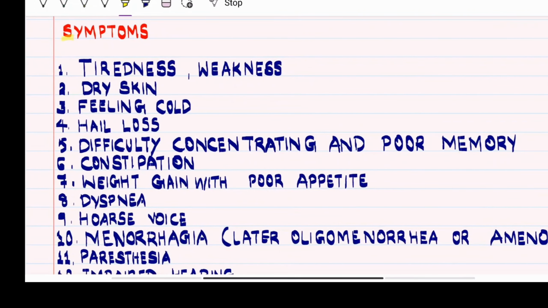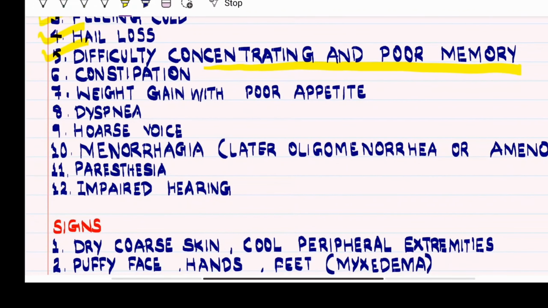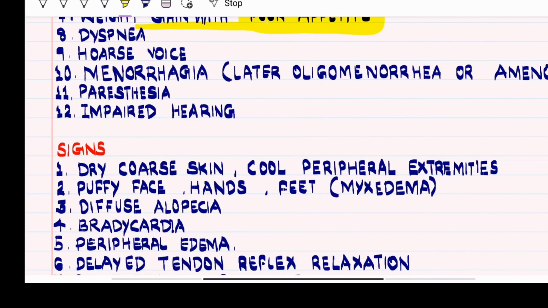The symptoms include tiredness, weakness, dry skin, feeling cold, hair loss, then difficulty concentrating and poor memory, very important. Then constipation, weight gain in spite of poor appetite, very important. Next, dyspnea and hoarseness of voice due to vocal cord edema.